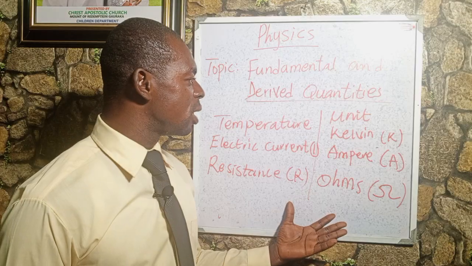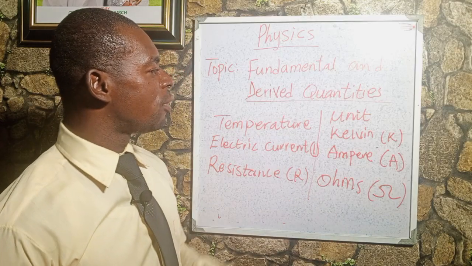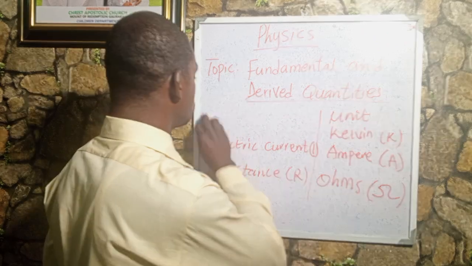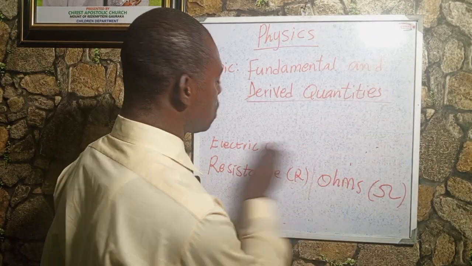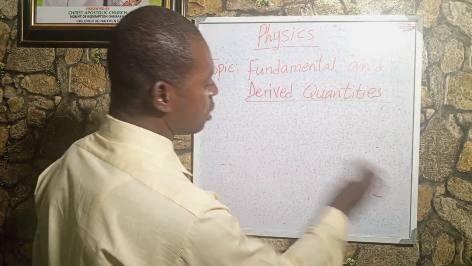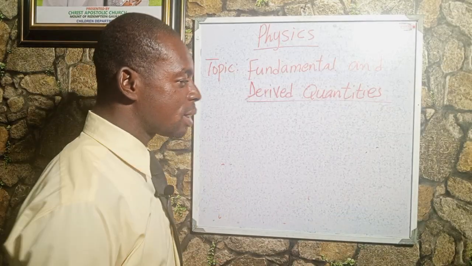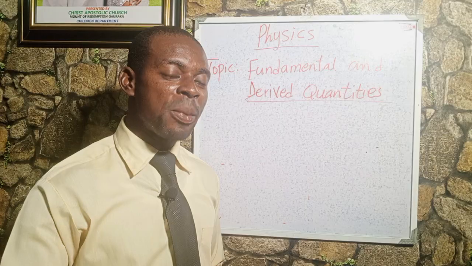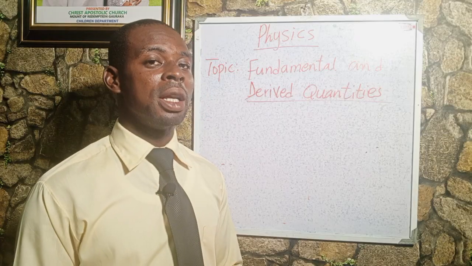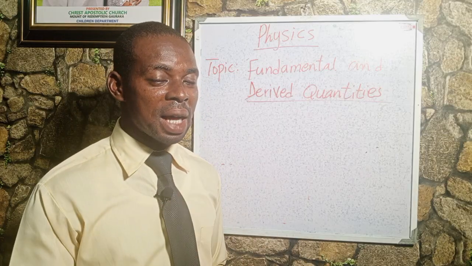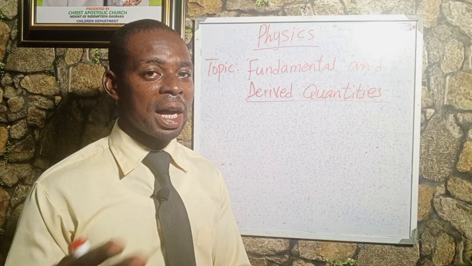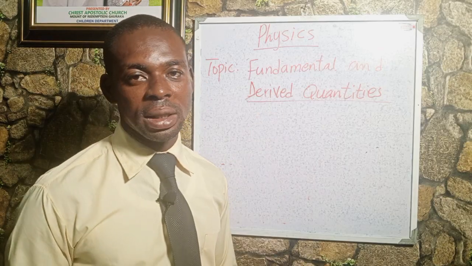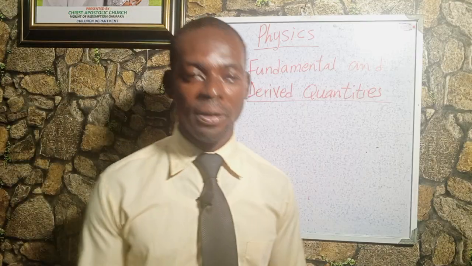Now, having done this, we want to quickly move to derived quantities. I hope now you understand what fundamental quantities are and the examples of fundamental quantities. Now you understand what fundamental units are and examples of fundamental units. Let's quickly move over to derived quantities. Again, let's start with the definition.